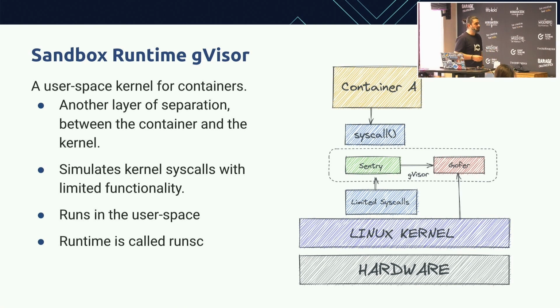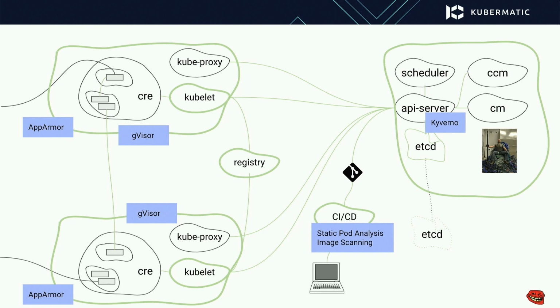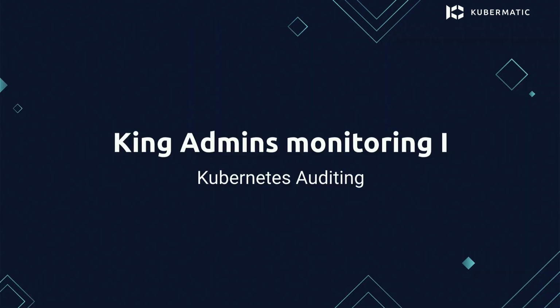There's also another thing called gVisor. It's a sandbox runtime. With gVisor, it provides some limited syscalls, or just copies of those syscalls, and does not allow your container to directly talk to the kernel, but to a sandbox environment, so that the user cannot run some specific stuff. So we also secured the worker nodes with AppArmor and gVisor, and then King Admin starts monitoring.